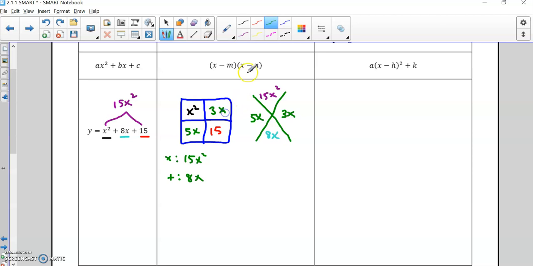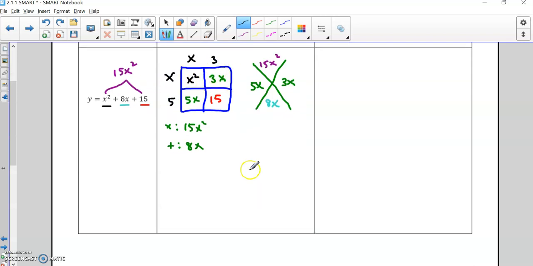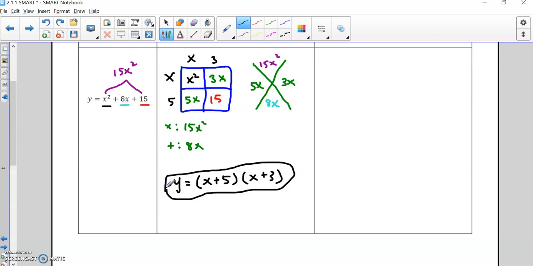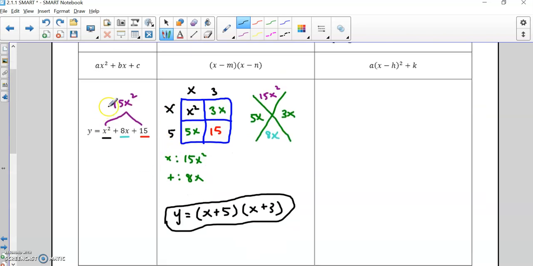Okay, so now that we've done that, we just have to do the last step, which is to fill in the outside of our boxes. So what times what equals x squared? Well, it's going to be x times x. X times what equals 5x? It's going to be 5. X times what equals 3x? That's going to be 3. So our final product is going to be x plus 5 times x plus 3. All right, and that is how you factor.